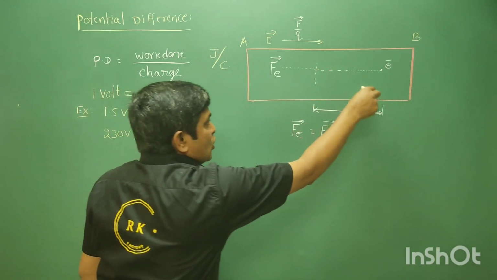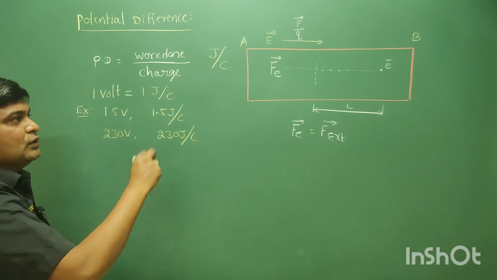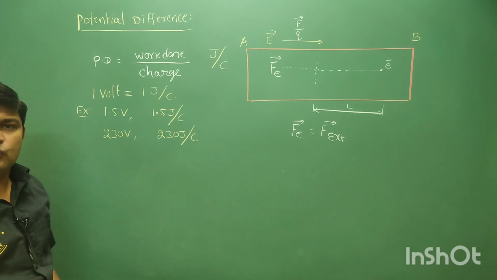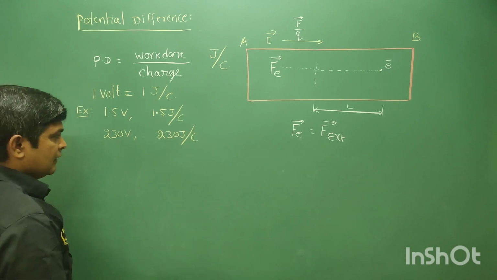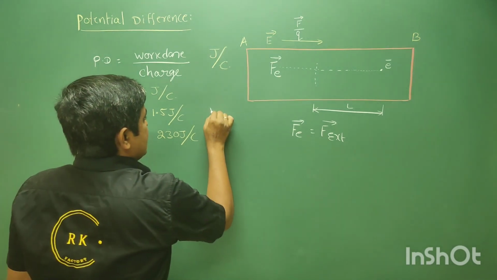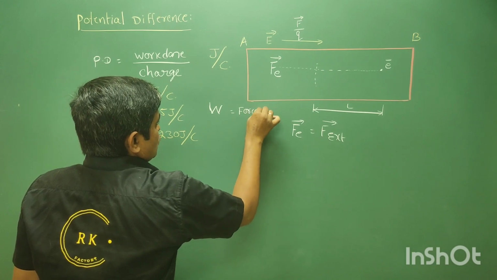So this way the work should be done on the electron to move from one place to another place, or one position to another position. Then can we calculate what is going to be that work done? Yes, we can calculate. What is the formula for it? What is the work done? The work done equals force into displacement, simply to talk.